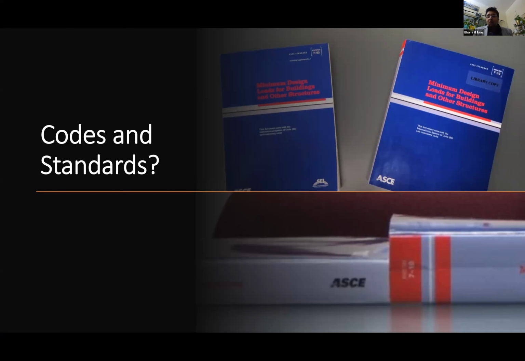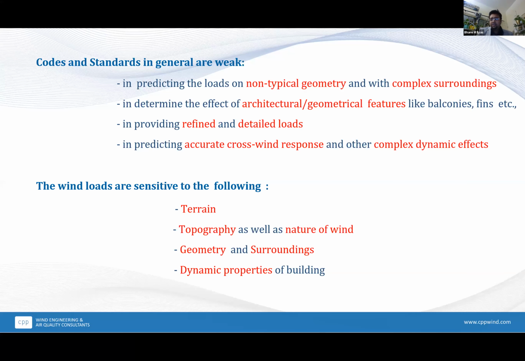Now, all these code provisions that engineers and architects refer to have their own limitations. And that is why we have to understand that codes are in general weak. They don't actually predict well for a non-typical geometry with complex surroundings and provide the correct amount of loading, the right refined loading that's required. So they pretty much don't take into account a lot of factors, in fact.